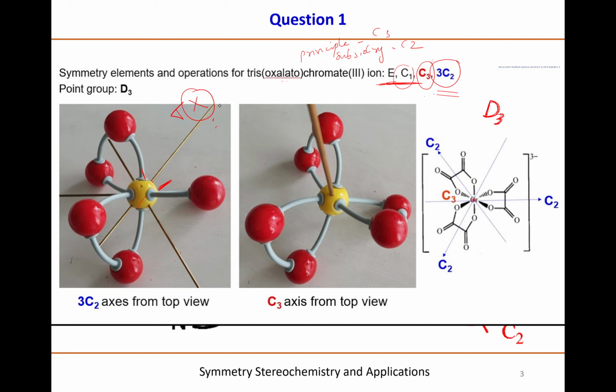You can check yourself also. There is no plane of symmetry. If you pass the plane, you will not get the indistinguishable image. So that's why the plane of symmetry is absent in this case. Because of the absence of the plane of symmetry, we will not write any significance of plane of symmetry. So the point group will become only D3. We will not write h or v or anything which is denoting the plane. So the point group will become D3 in this case.